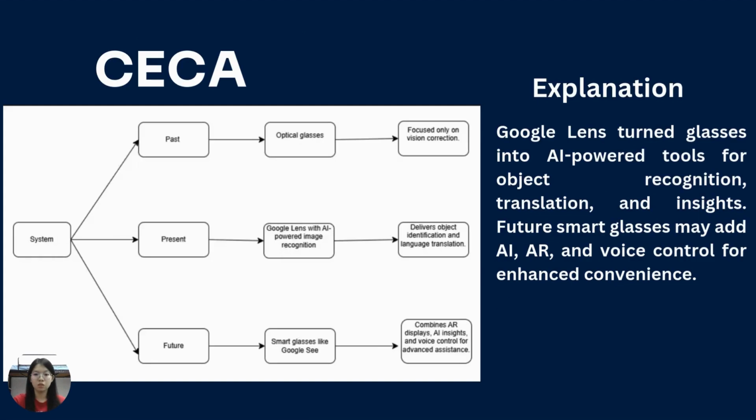Next, we talk about the system. Google Lens transformed glasses from basic vision correction into smart devices powered by AI image recognition, offering instant insight. Future versions, like the potential Google See, may combine AR displays and voice control for immersive functionality.